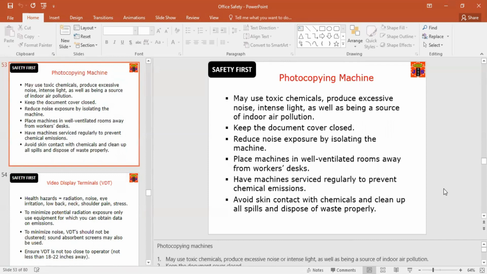Photocopying machines may use toxic chemicals, produce excessive noise and intense light, and be a source of indoor air pollution. Keep the document cover closed. Reduce noise exposure by isolating the machine. Place machines in well-ventilated rooms away from the workers' desks. Have machines serviced regularly to prevent chemical emissions. Avoid skin contact with chemicals, clean up all spills, and dispose of waste properly.